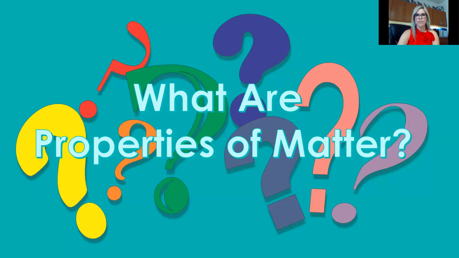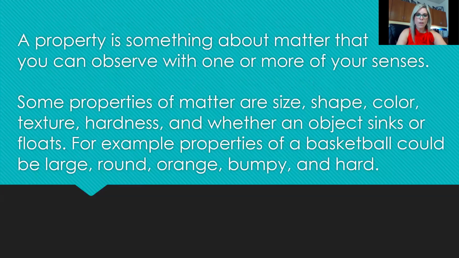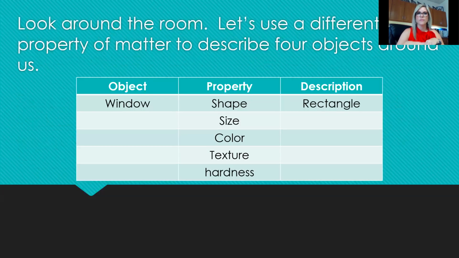What are properties of matter? A property is something about matter that you can observe with one or more of your senses. Some properties of matter are size, shape, color, texture, hardness, and whether an object sinks or floats. For example, properties of a basketball could be large, round, orange, bumpy, and hard. So remember, a property is a way that you can describe an object.